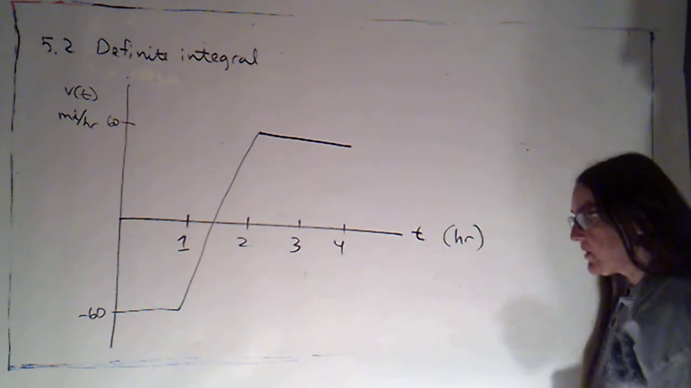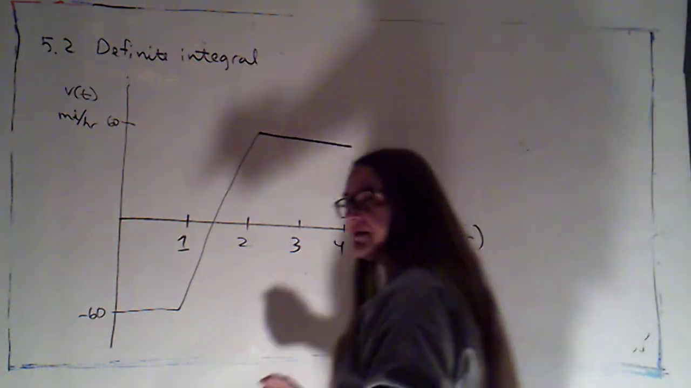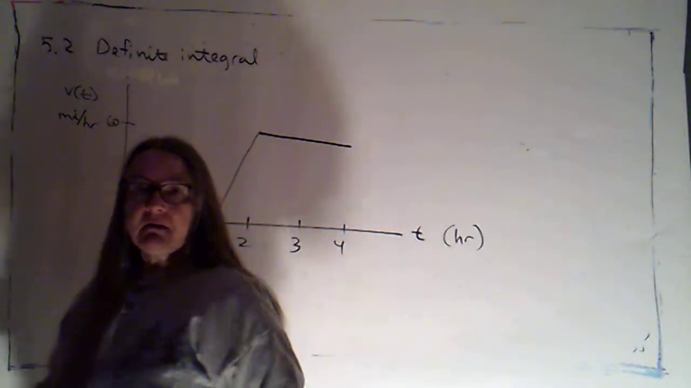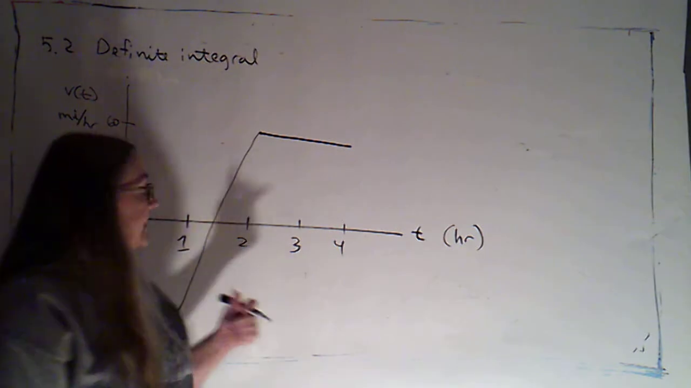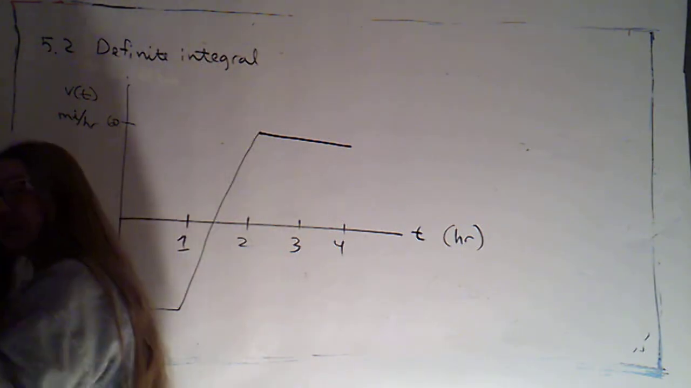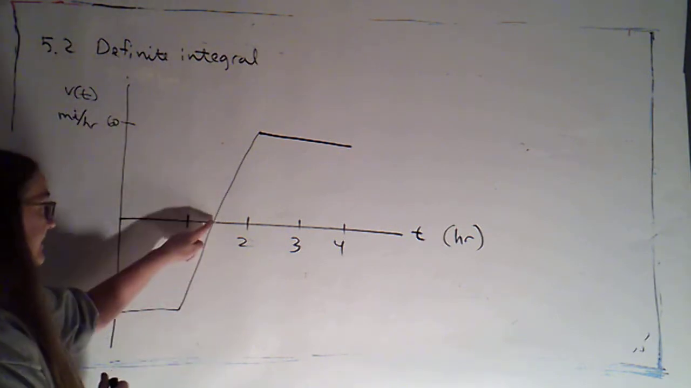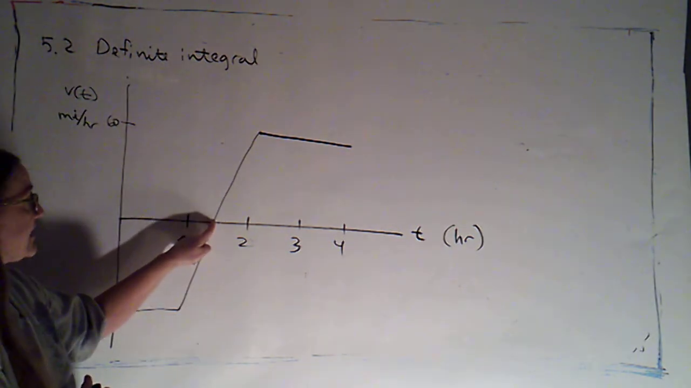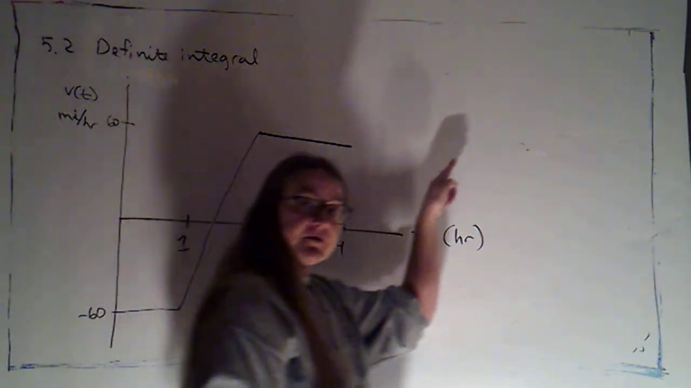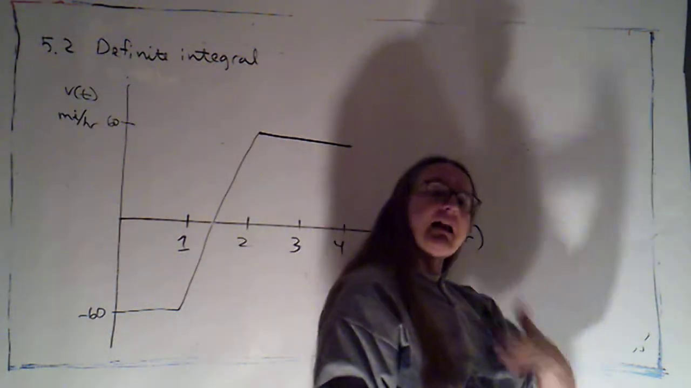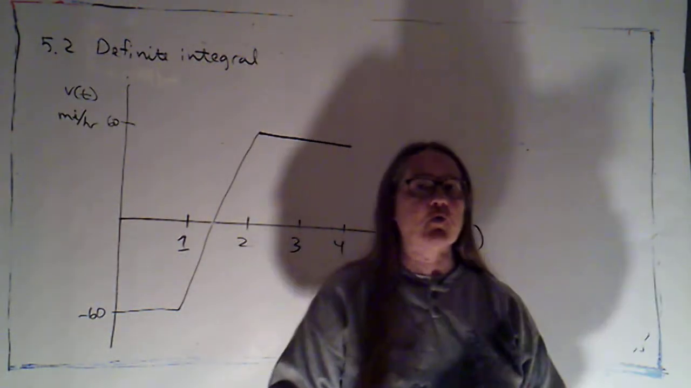So my trick was I went in the negative direction at 60 miles an hour for an hour, and then I started to slow down. So I'm still going in the negative direction, but I'm slowing down. And then I turn around at this moment in time here, and I start going in the positive direction until I hit 60 miles an hour, and then I stay at that speed for 2 more hours.